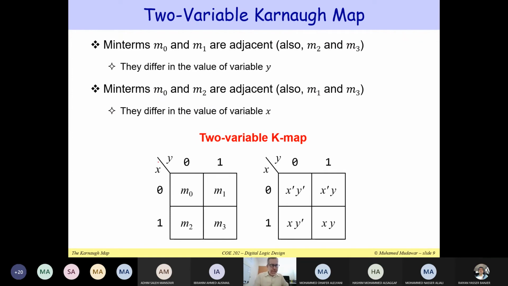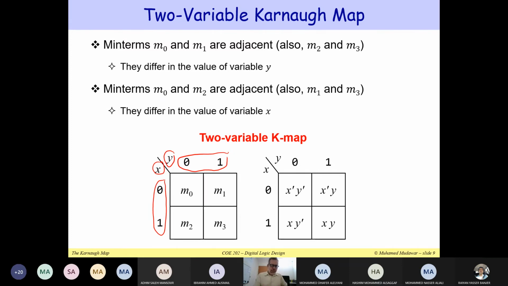So here I have variable x, here I have variable y. So we have a 2 by 2. Each variable will have 2 possible values. So x can be 0 or 1. y can be 0 or 1. So we end up with 4 squares inside the Karnaugh map. And these are the 4 entries that exist in the truth table.